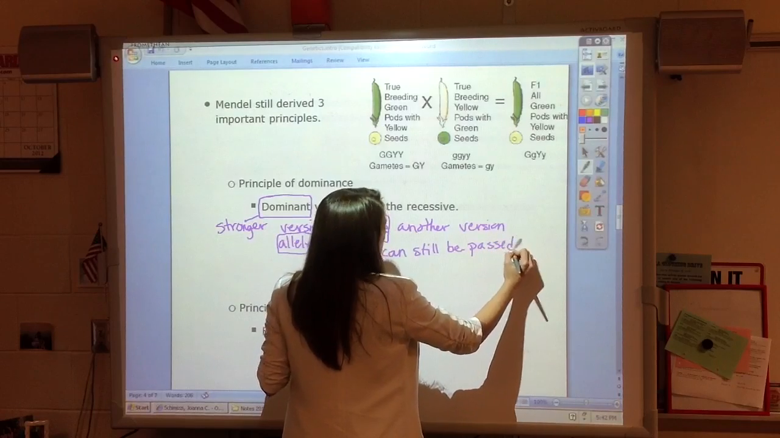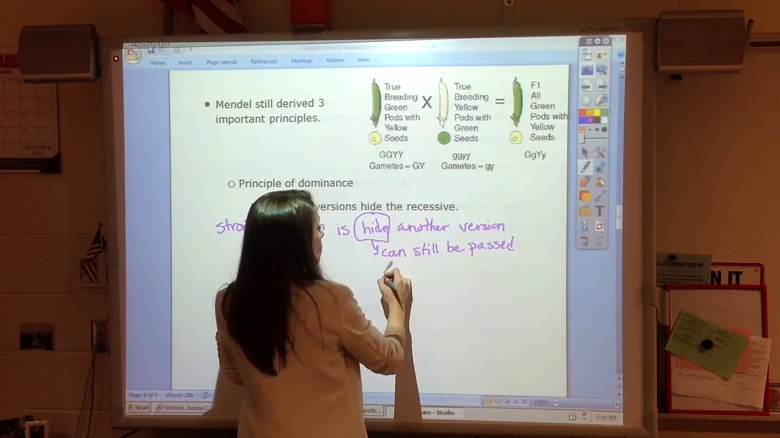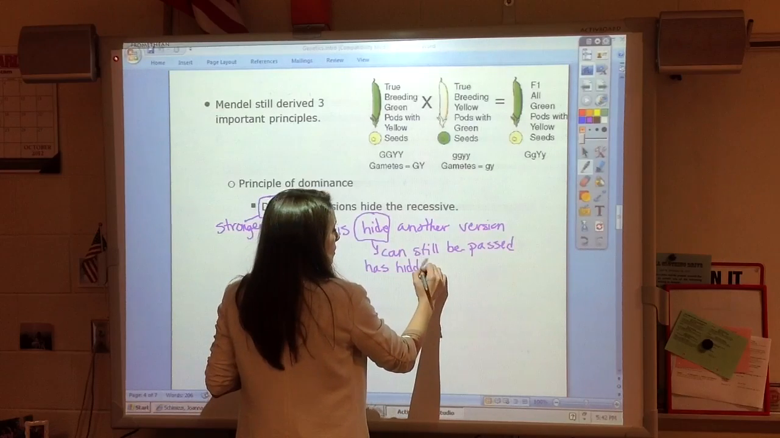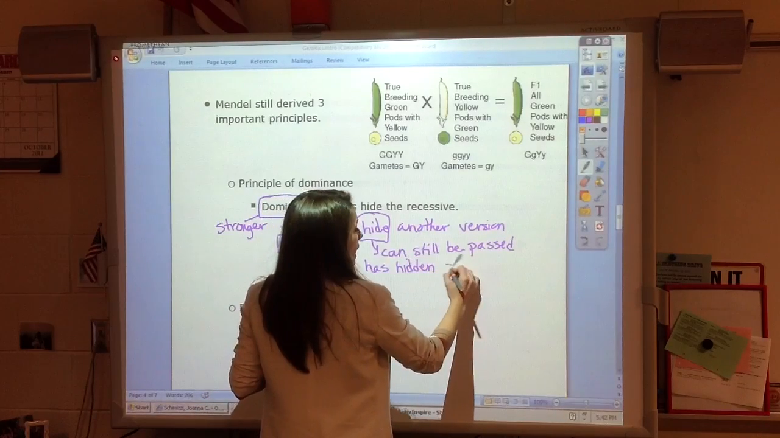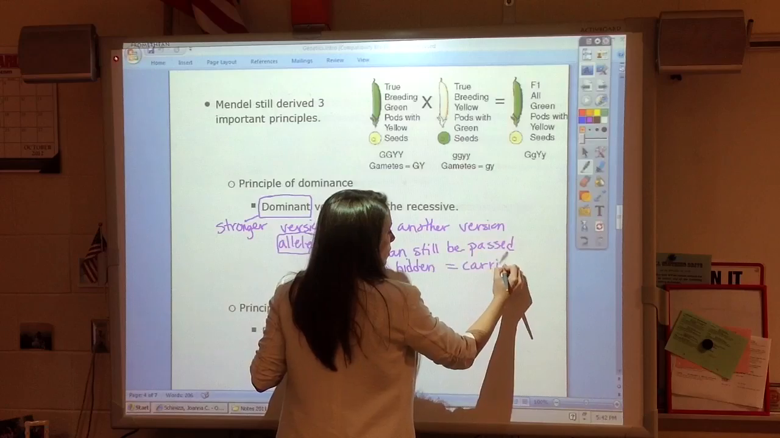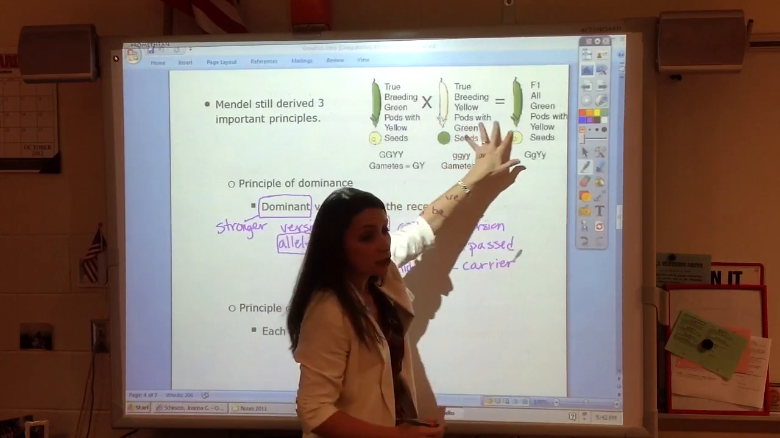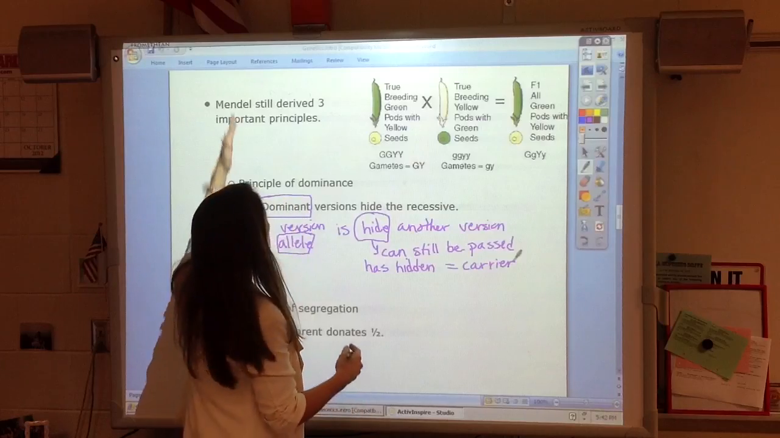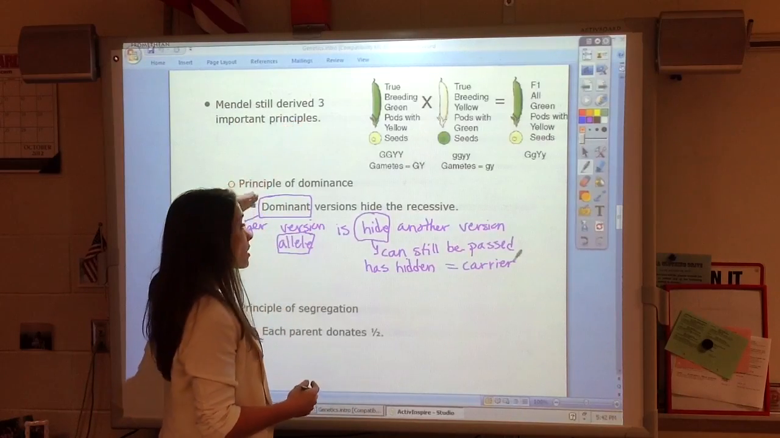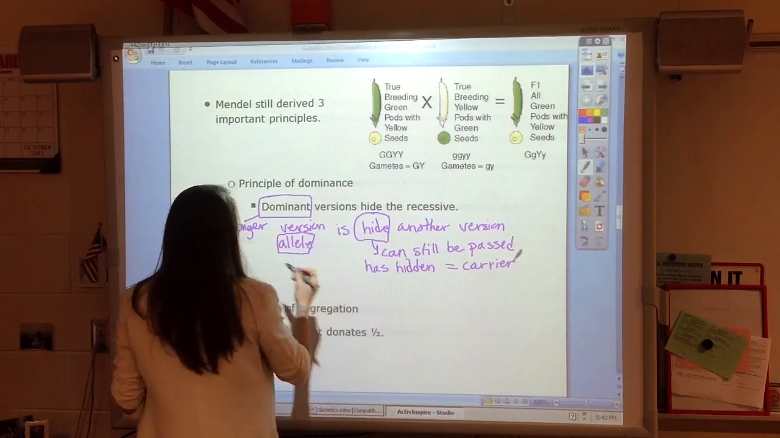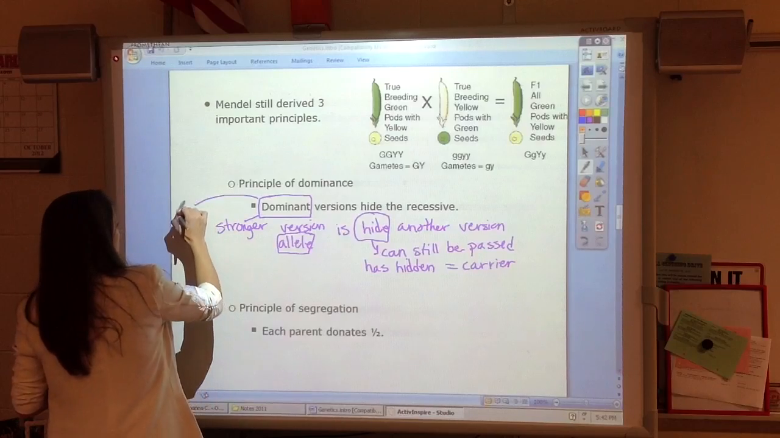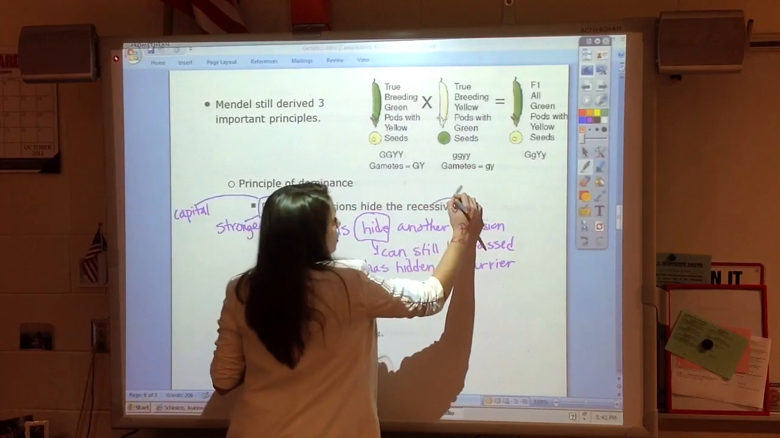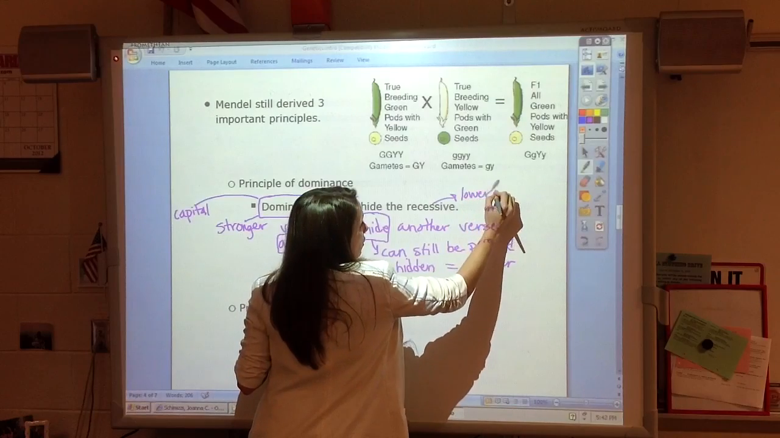So when it's being hidden, we actually call that organism that has a hidden allele a carrier. And so we have actually started to assign the versions letters. When we look at Mendel's principles, we talk about dominant and recessive, we go ahead and give dominant versions a capital letter, and recessive versions a lowercase letter.